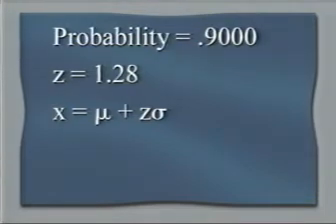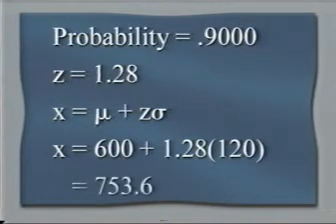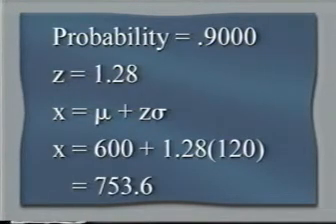Since we know mu was 600, we know that the z is 1.28, and we know that the sigma is 120, we get a score of 753.6. So in order for a person to be considered for admission to this school, a person would have to have a score on this admissions test of 754 or higher, because that is the cutoff score.